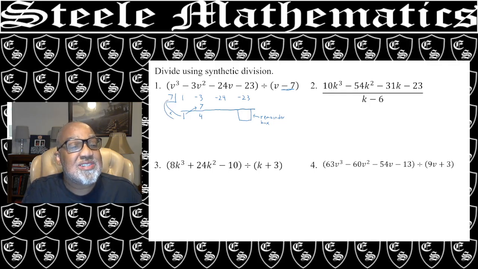And next you're going to do 7 times 4, which is 28, which you will put underneath the negative 24. And negative 24 plus 28 is 4. Then you do 7 times 4, which is 28. You're going to put it underneath the negative 23. And negative 23 plus 28 is 5.